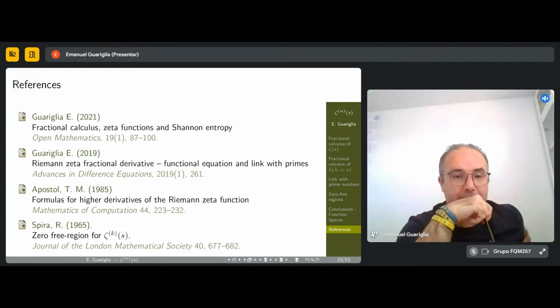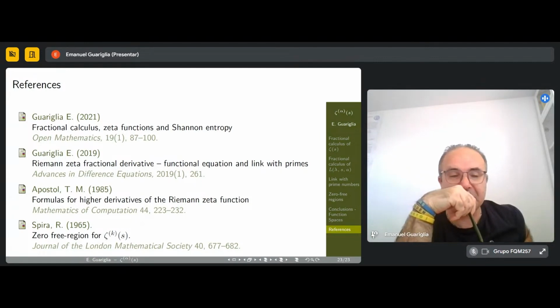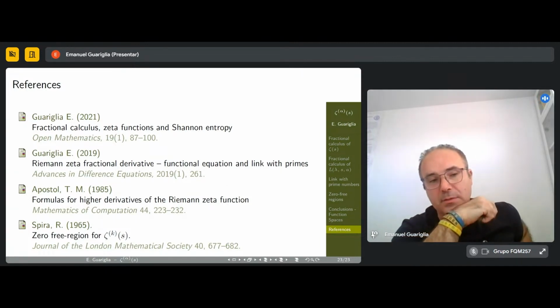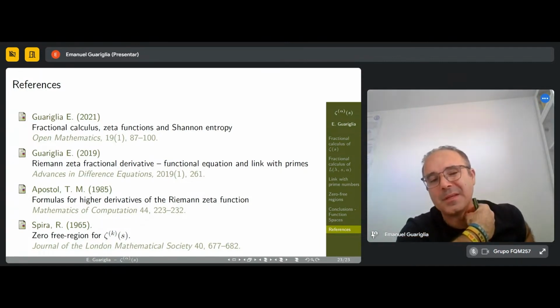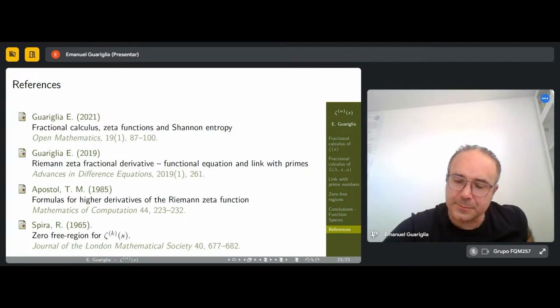The first paper, while the link with primes is discussed in this paper published in Advances in Difference Equations. The last two papers show the techniques used by Apostol and Spira, especially this paper of 85. If you go in this paper, you find also a lot of details about the zero-free region.